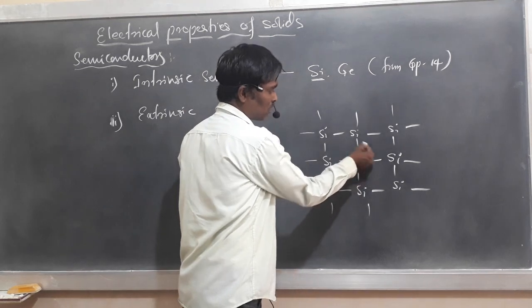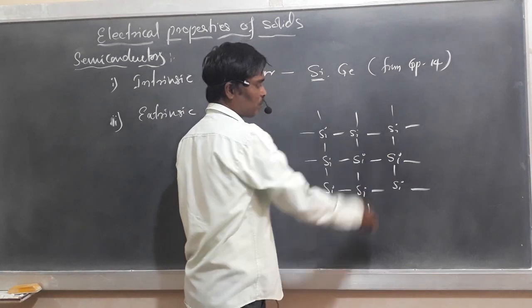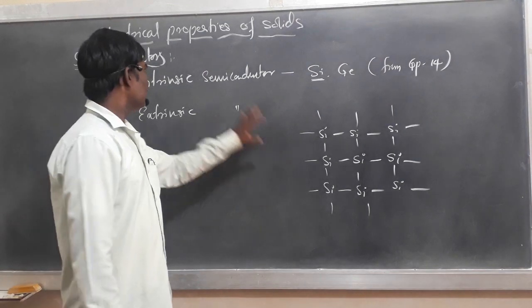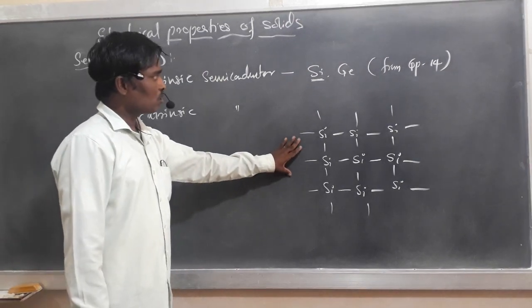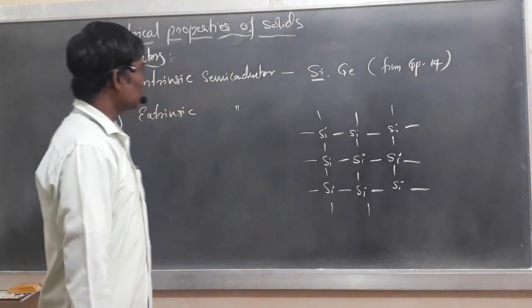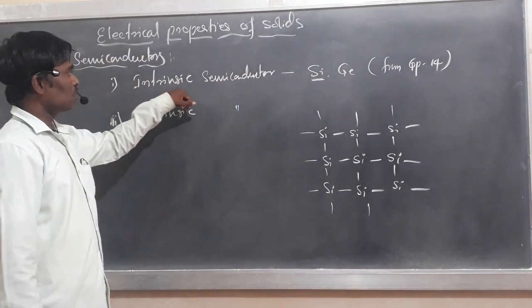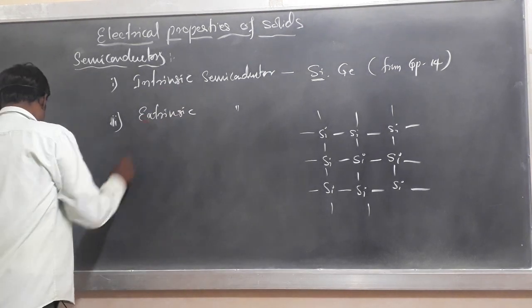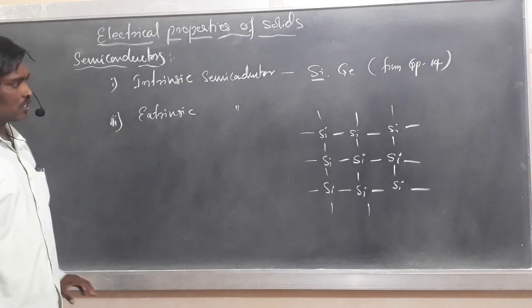Here all the electrons are shared with the neighboring silicon. This silicon has 4 valence electrons, and it is shared with the neighbors. Like that, there are no free electrons. Therefore, pure silicon is a bad conductor. So pure silicon and germanium do not conduct electricity. Those are called intrinsic semiconductors. Right? Next, friends, the other one is extrinsic semiconductors.